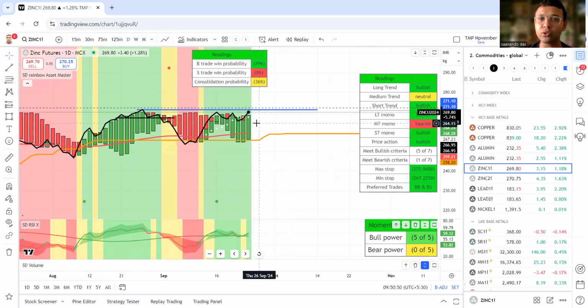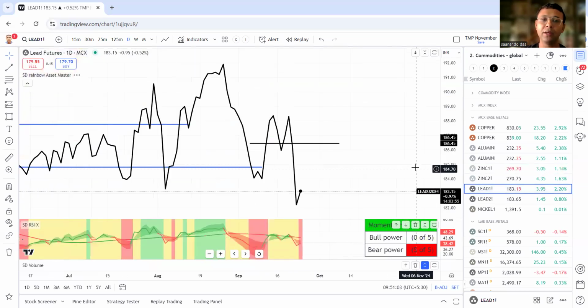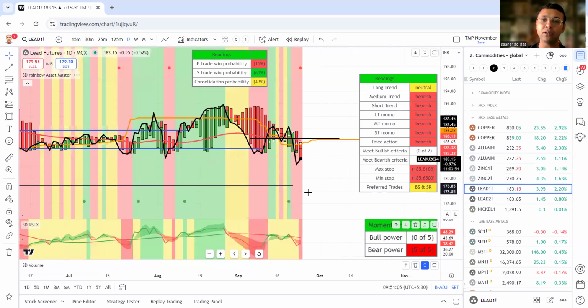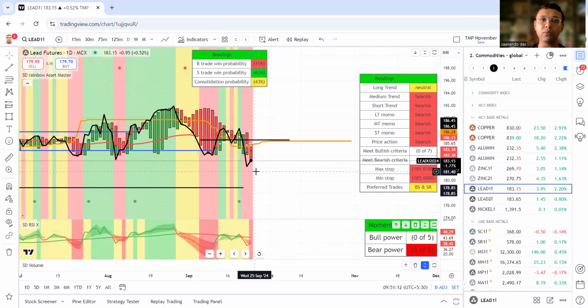So zinc looks much more bullish, but even in zinc, we are not going to hold if it goes below 265. It's dropping. We'll prefer to square off the zinc long. Lead has been battered, trying to make a comeback. We'll avoid lead for now. Largely not much going on with the lead.